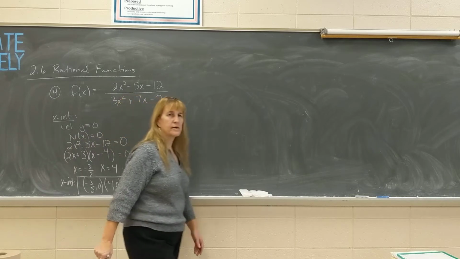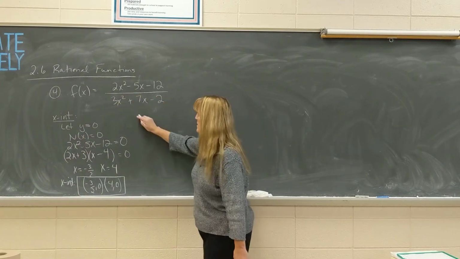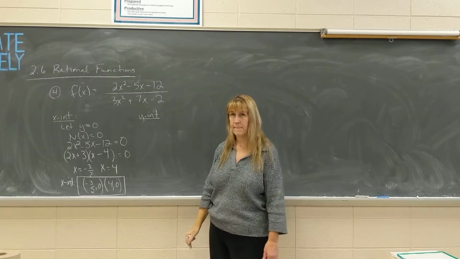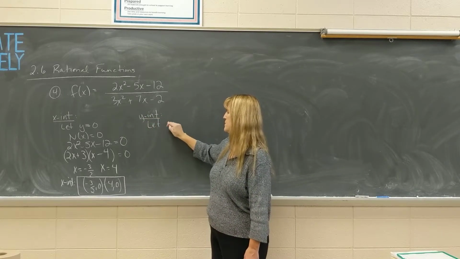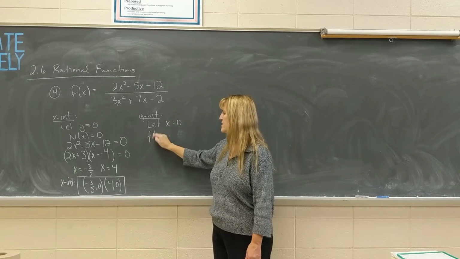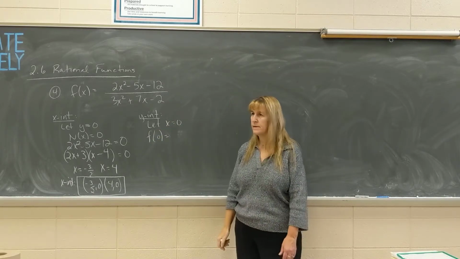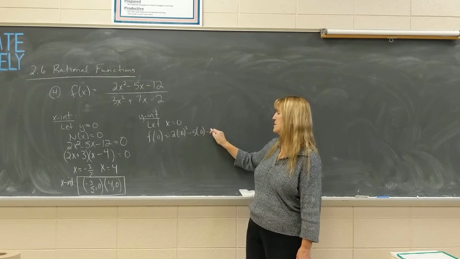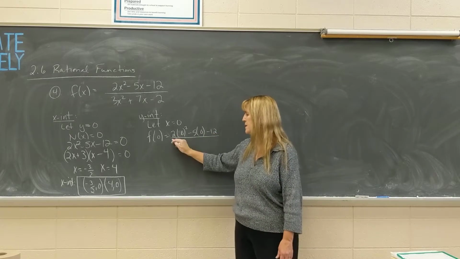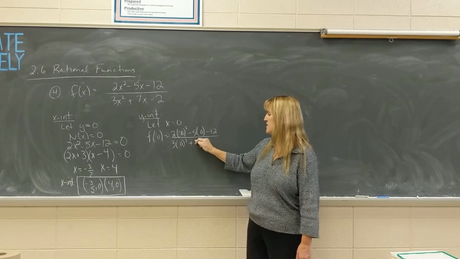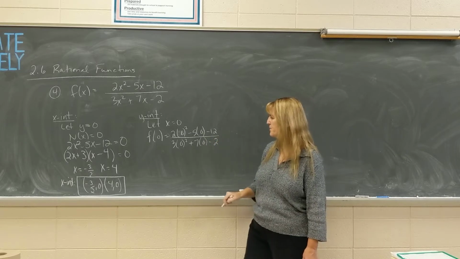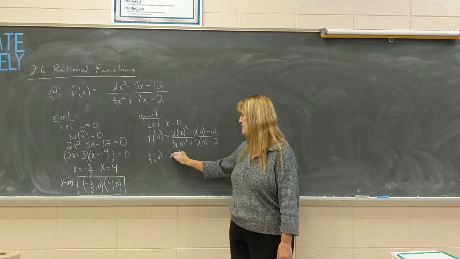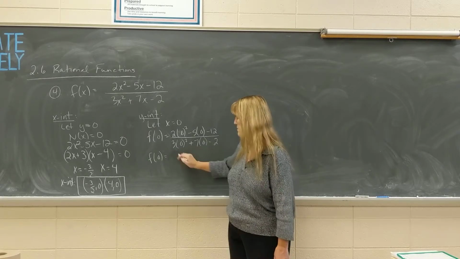Next thing we're asking for is, I suppose, the y-intercept. How do I find a y-intercept? Let x equal 0. So I basically want to find f of 0. It's going to give me 2 times 0 squared minus 5 times 0 minus 12, over 3 times 0 squared plus 7 times 0 minus 2. Makes me wonder why I'm doing this, right? This gives me negative 12 over negative 2, which equals 6.